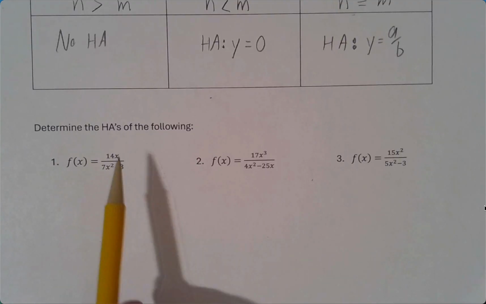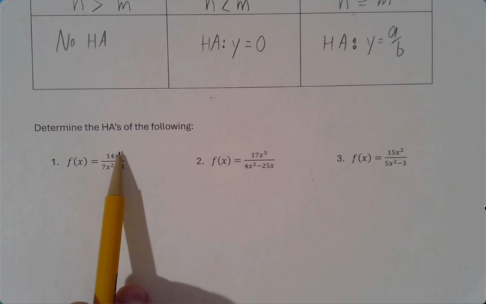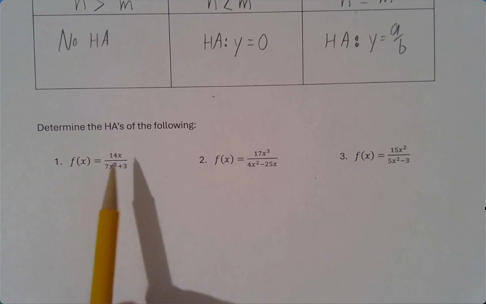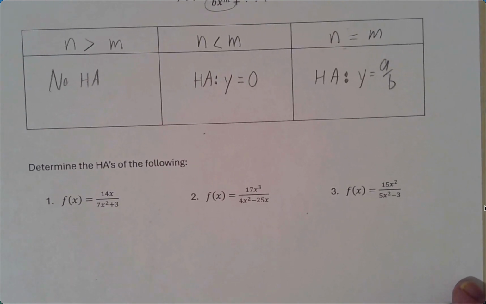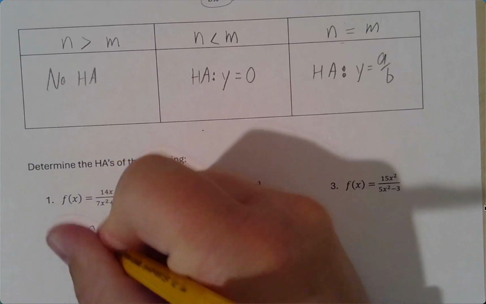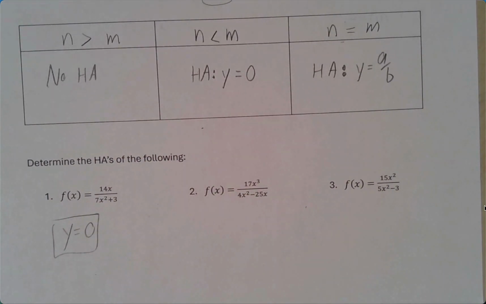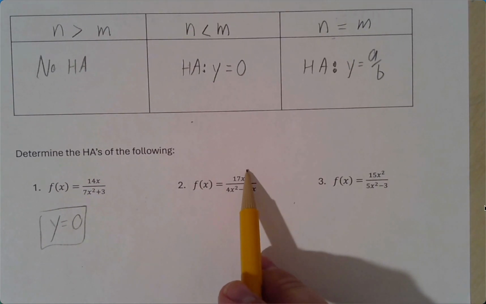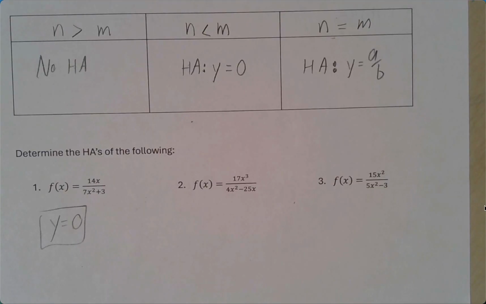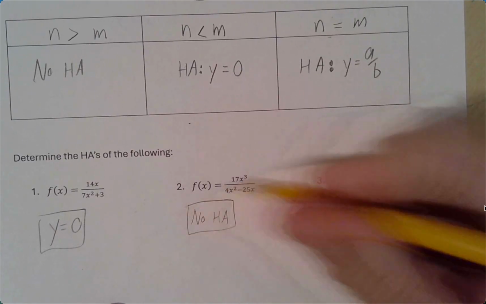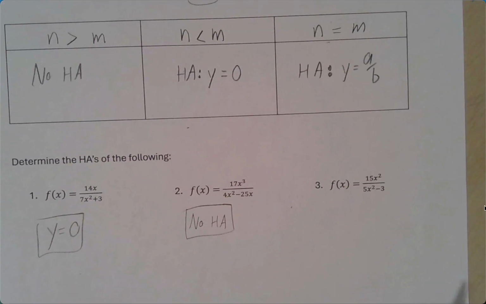So, I see my numerator and denominator. The highest degree in the numerator is 1. The highest degree in the denominator is 2. So the numerator's degree is less than the denominator's degree. So which scenario are we in? We're right here. So the HA is y equals 0. The top was less than the bottom. All right, up next. Top is greater than the bottom. Hopefully, you know that then means there's no HA. And well, there's 3 scenarios and there's 3 examples, so you guessed it.